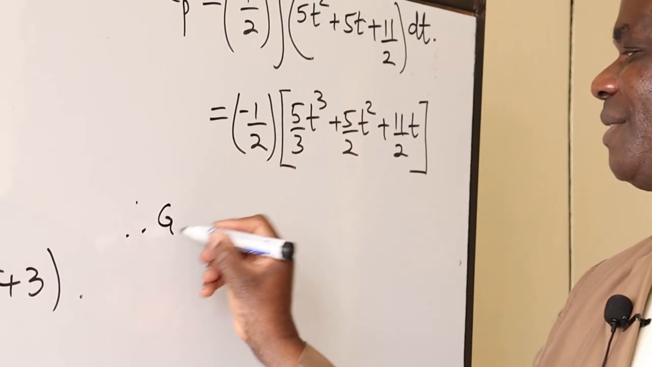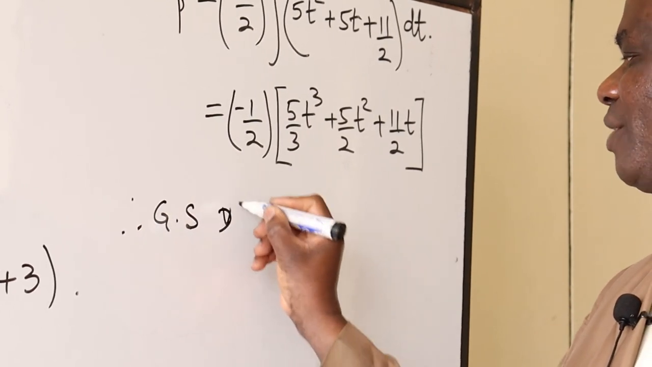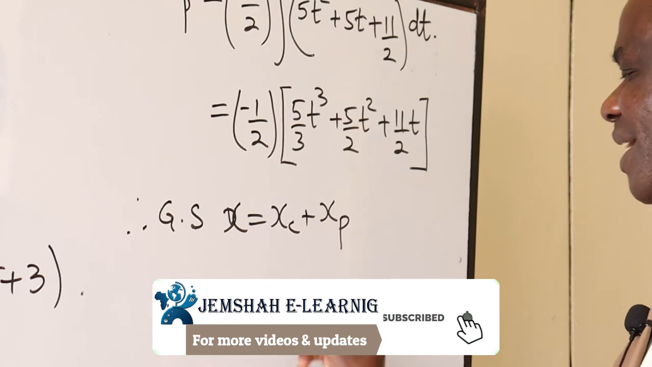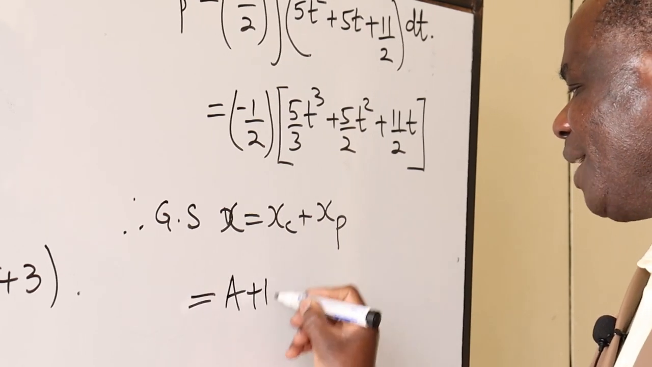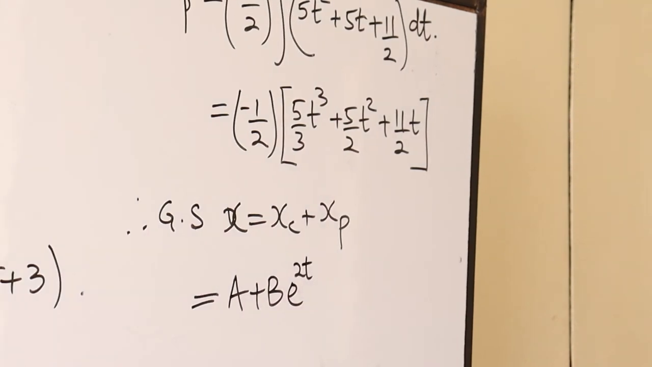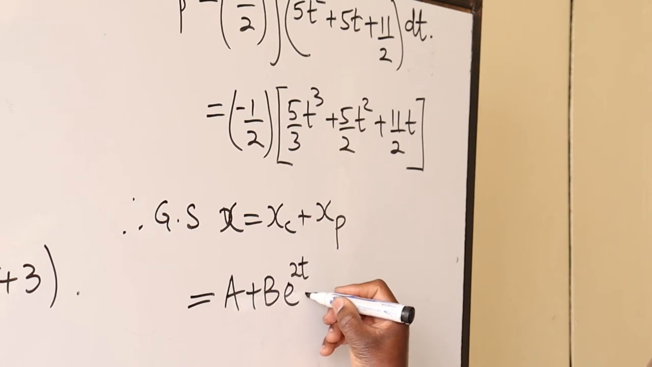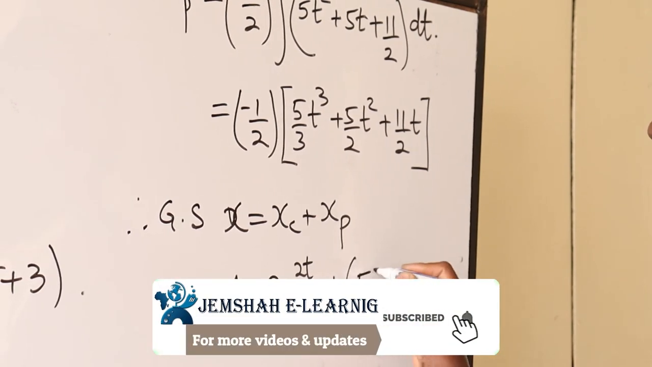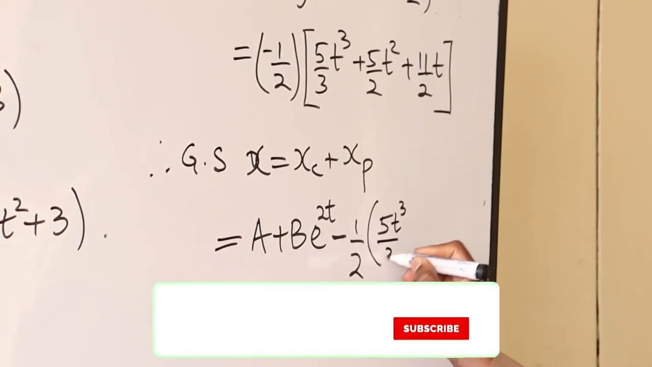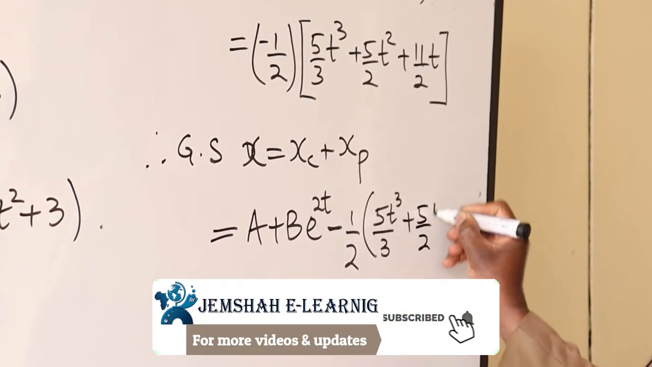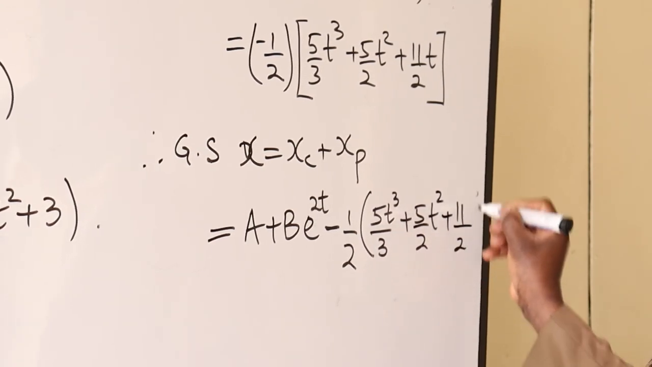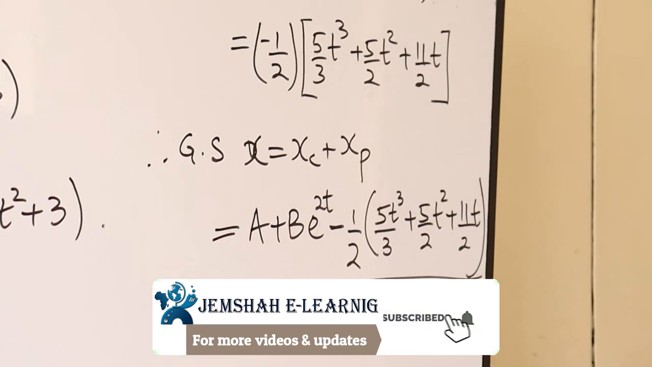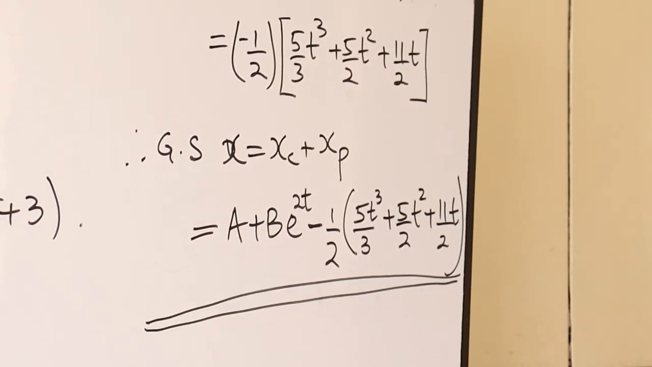Therefore, the general solution, x will be equal to xc plus xp. And our xc was a plus b e power 2t. Now we can say minus a half into 5t cubed all over 3 plus 5 all over 2 t squared plus 11 all over 2 t. And that is now, because there were no conditions given, the end of that solution. But by use of the operator.